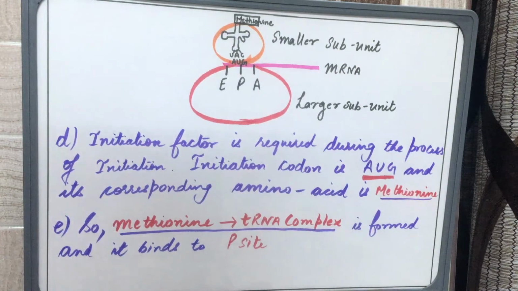would be present an initiation codon, that is AUG. And now the tRNA with its corresponding amino acid, because the tRNA is already charged, will bind first to the P site. One should always remember that during initiation, the amino acid and tRNA complex will bind to the P site, that is the peptidyl site, which is present on the larger subunit. As you can see in the diagram, at the P site, the methionine tRNA complex, or we can say the amino acid tRNA complex, has bound.